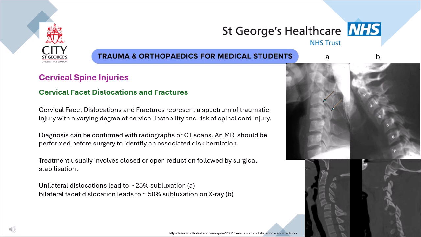They can often be picked up on a plain x-ray, but certainly a CT scan is necessary to work out where any associated fractures may be. And an MRI is essential for these because you need to see what's happening to the cord and the ligaments. Typically these require reduction very carefully, and then they're going to require stabilization because they are by definition unstable.